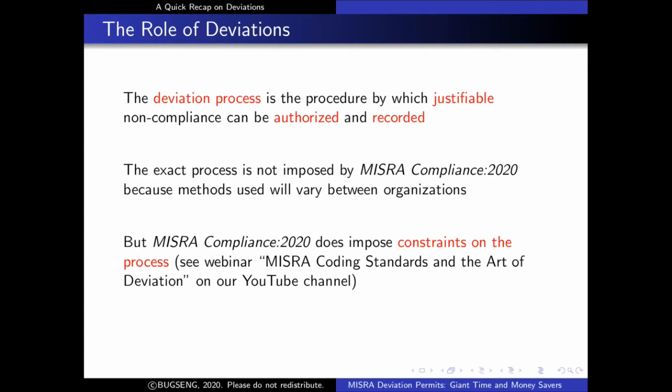Okay, so deviations are very important. They are an inherent part of the MISRA process, and the deviation process in particular is the procedure by which justifiable non-compliances can be authorized and recorded. The exact process is not imposed by MISRA Compliance 2020, the document I was referring to before, because the method may vary between organizations. However, MISRA Compliance 2020 does impose constraints on the process. For more information, you can see the webinar, MISRA Coding Standards and the Art of Deviation.